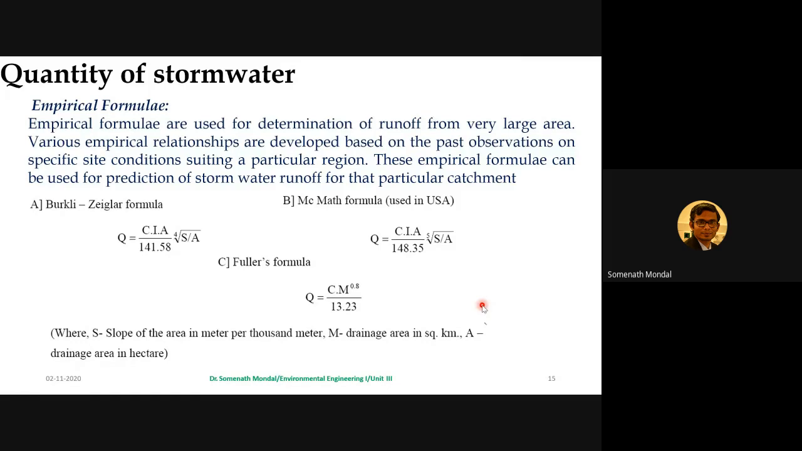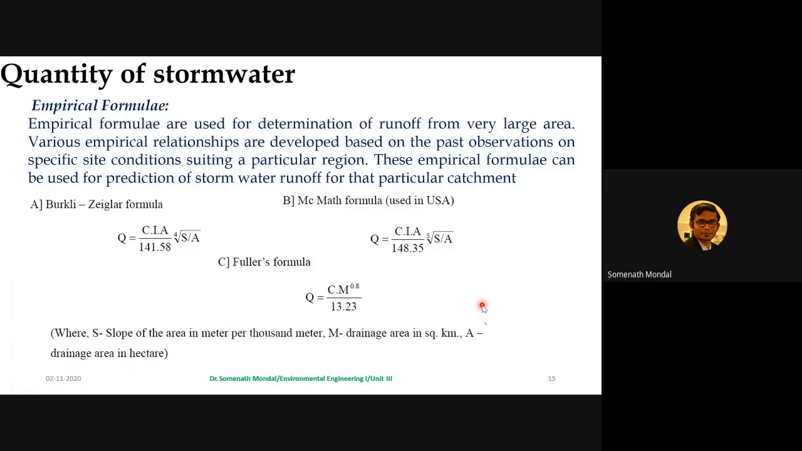And likewise, we have here three different formulas which we are going to discuss. One is the Berkeley-Ziegler formula. You can see on the left hand side I have written it. Then we have the McMath formula, that is predominantly used in the United States, and we have Fuller's formula. That also has been shown over here.